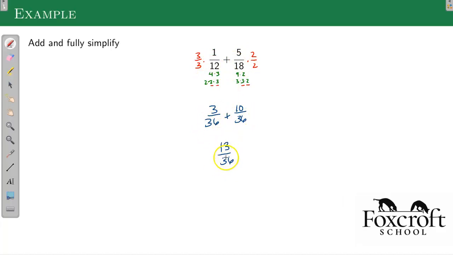This one actually does simplify at the end. 13 and 36, both divisible by 13. I get 1/3. That's my final answer, oh no, because that'd be 39. So no, it doesn't simplify. 13 over 36 is the final answer.